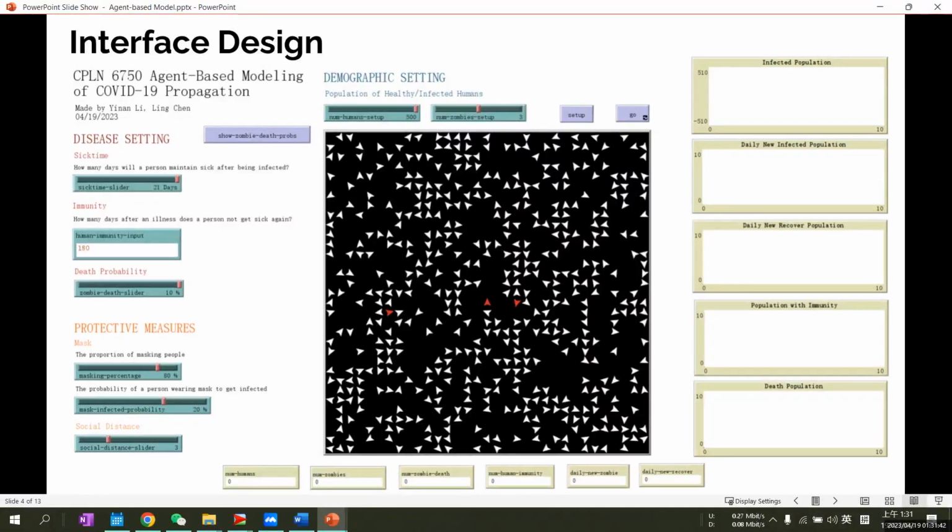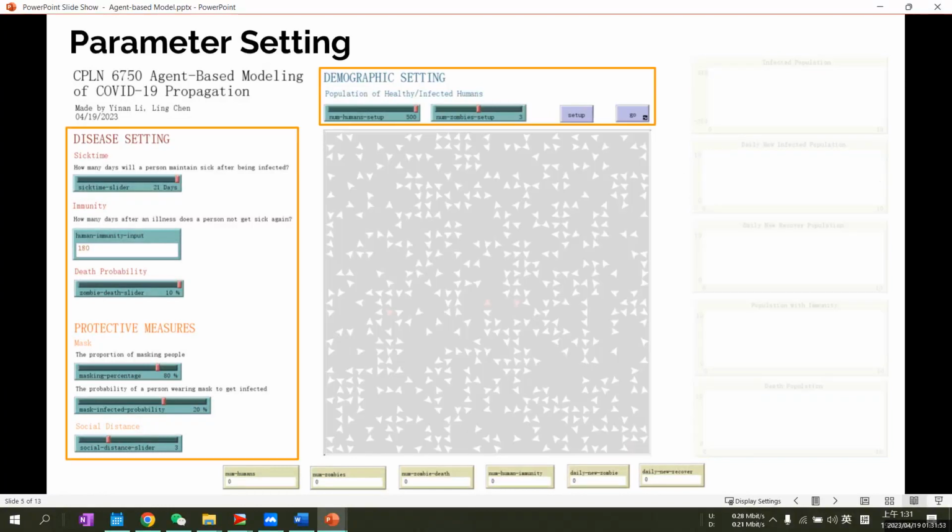So first comes our interface design. The board consists of three parts, which are parameter setting, disease situation monitoring, and instant tracking plots. In parameter settings, there are three aspects. Disease setting decides the sick time, immunity days, and death rates.